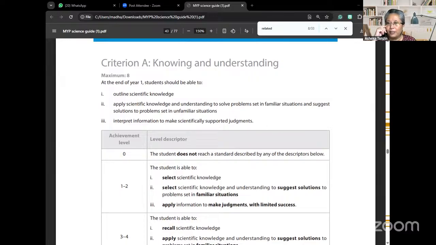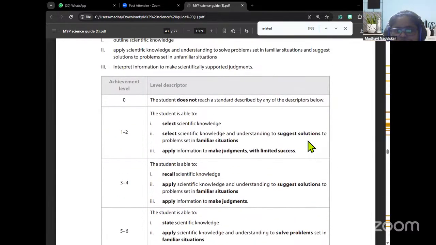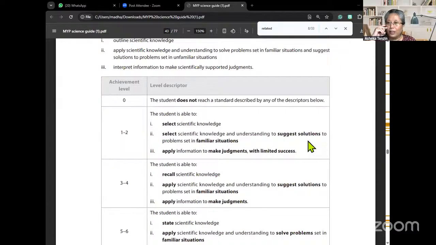That means in your question paper, you should have questions for all these 3 strands, and for different levels. Can you see level 1 and 2? In level 1 and 2, can you see the command term? Select, apply. So the student selects scientific knowledge, selects and suggests solutions to familiar situations, and applies information to make judgments with limited success. This is level 1 and 2.